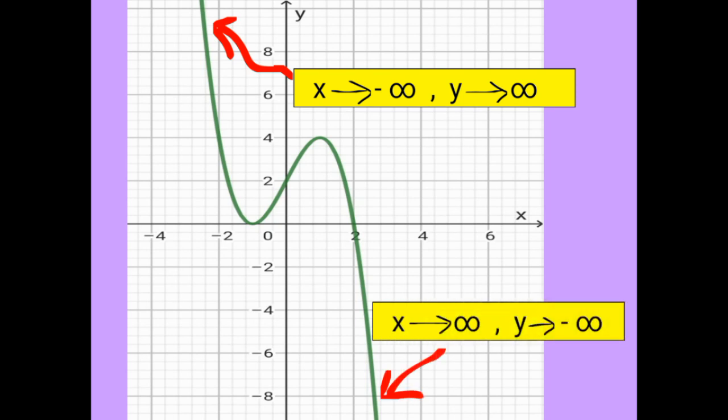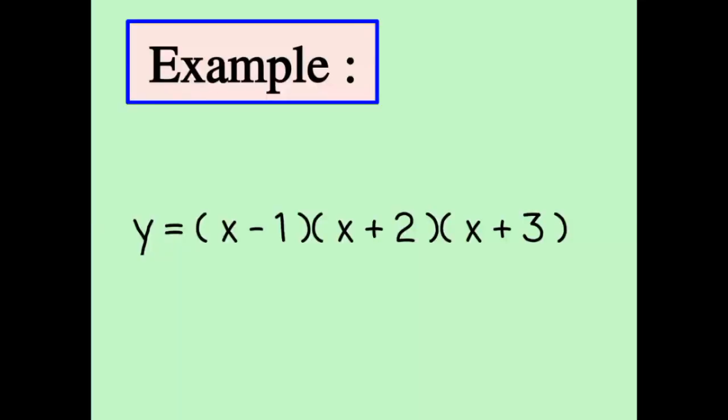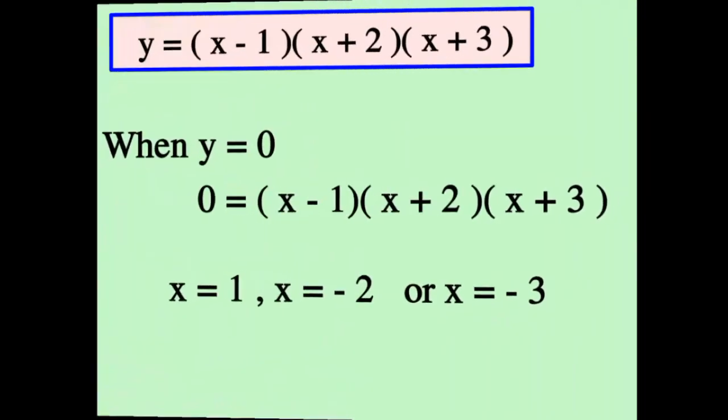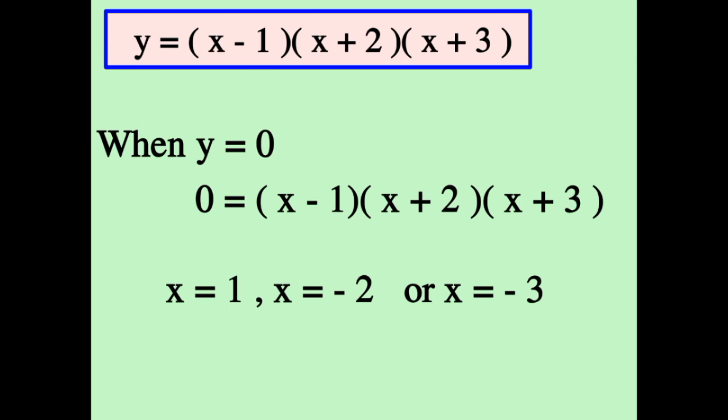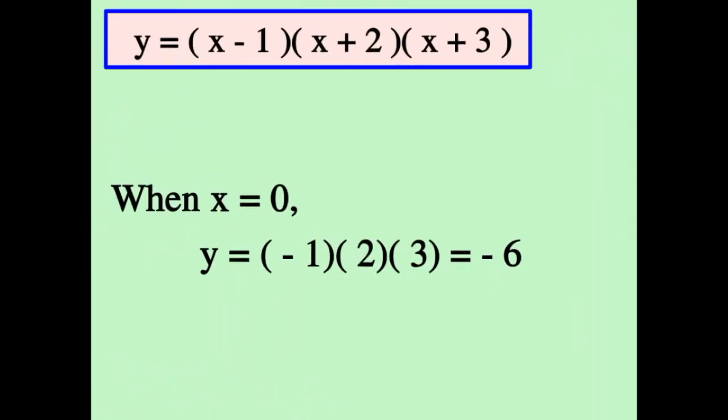You can easily sketch the graph of a cubic function by finding the roots of the function. For example, y = (x − 1)(x + 2)(x + 3). When y equals 0, x equals 1, x equals minus 2, or x equals minus 3. So, the curve crosses the x-axis at x = 1, x = −2 and x = −3. When x equals 0, y equals minus 6 and the curve crosses the y-axis at minus 6.